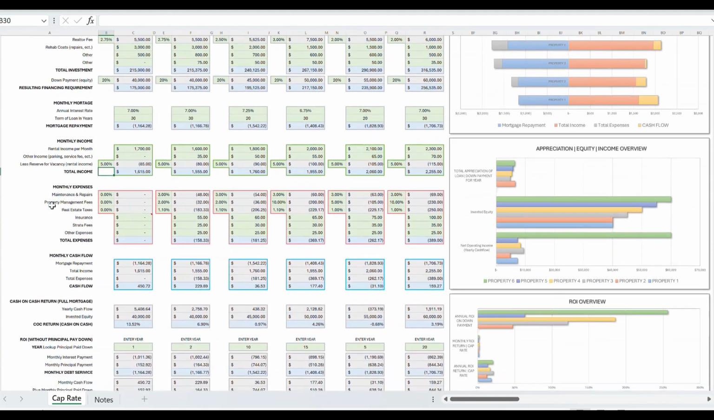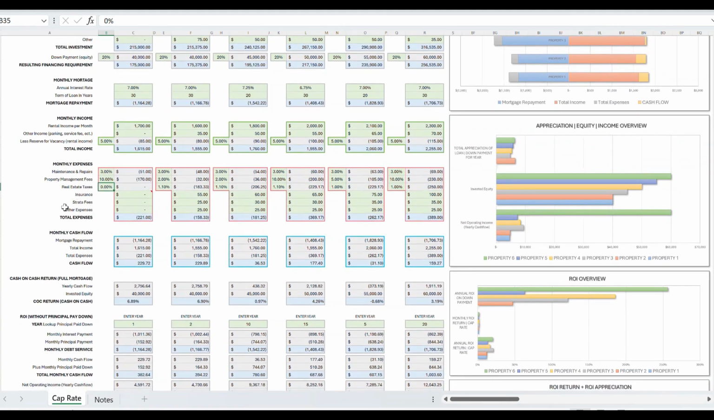Now let's go down here, maintenance and repair. We can put 3%, that's about $600. That's about right, 3% a year on maintenance fees. This is where, if you're managing your own properties, you save a lot of money. But let's put 10%. You can see 10% eats into your profit quite a bit, because if you're paying a property management fee, you're paying 10%.